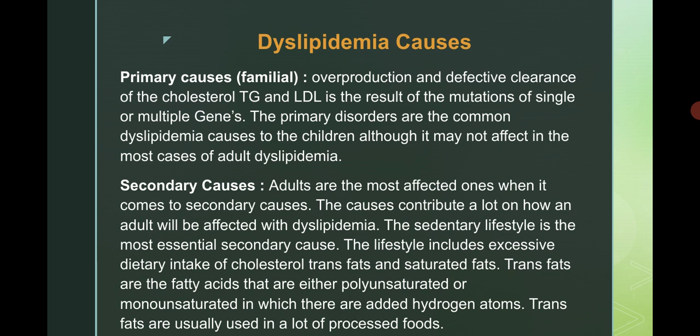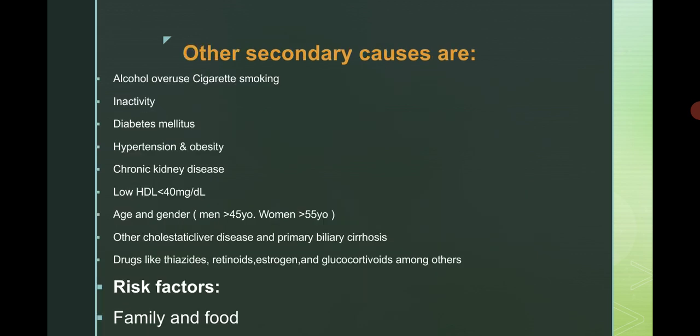The major cause is lifestyle. The lifestyle includes excessive intake of cholesterol, trans fats, and saturated fats. Trans fats are fatty acids that are either polyunsaturated or monounsaturated, in which hydrogen atoms have been added. Trans fats are usually used in a lot of foods. Other secondary causes are alcohol, inactivity, diabetes, hypertension, chronic kidney disease, low HDL, age and gender, drug use. Risk factors are family and food.